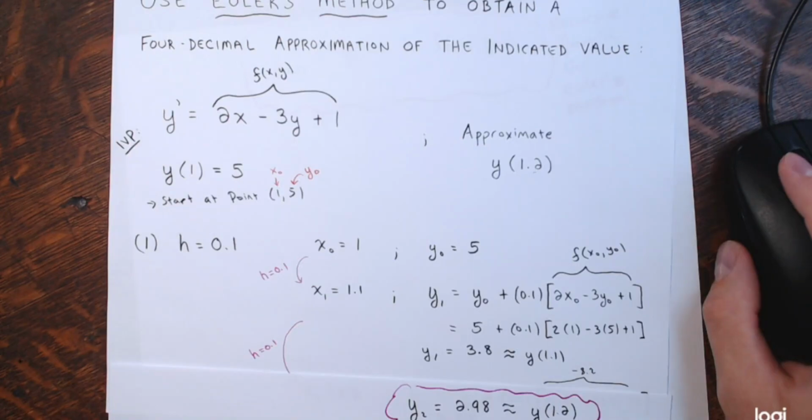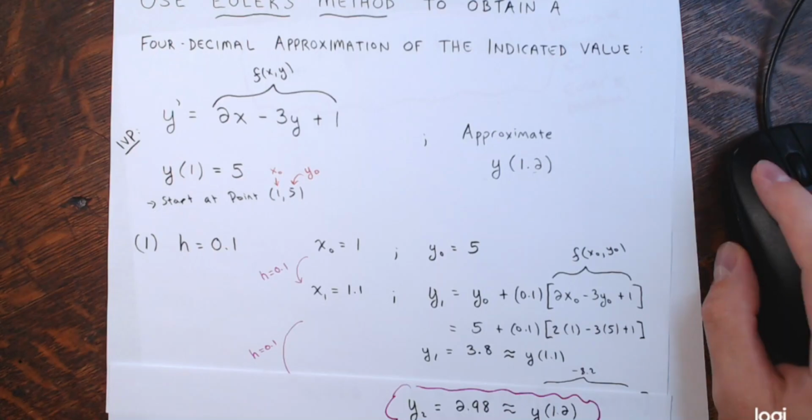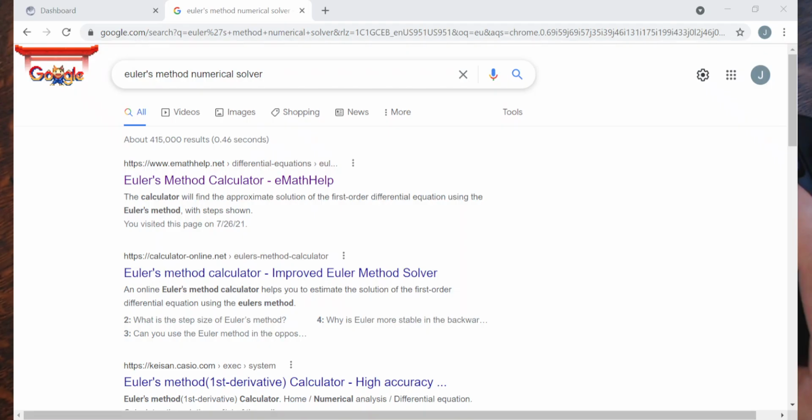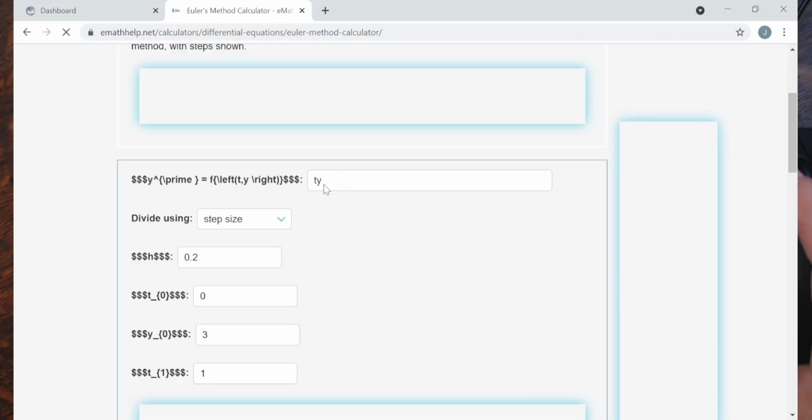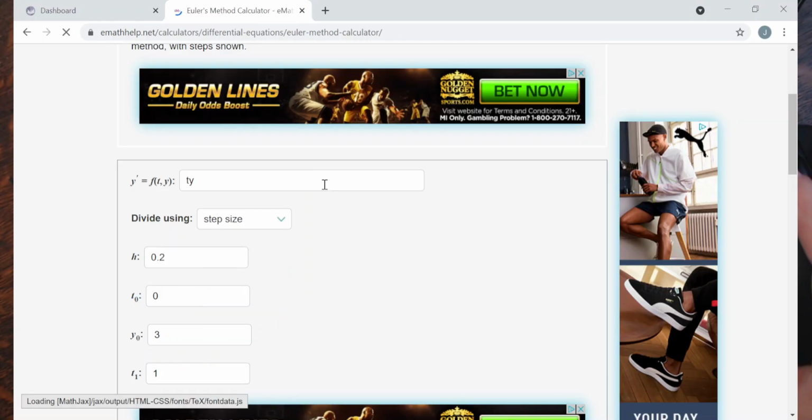So I'm going to pull up some websites here. So I'm on Google. All I typed in was Euler's method numerical solver. And I'll go to the very first one here, Euler's method calculator. All right. Now up pops, y prime equals, and then you just have to put in some function. Now they're using t and y instead of x and y, so just replace all the x's with t's.